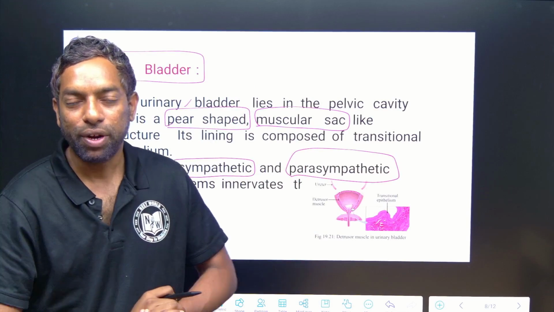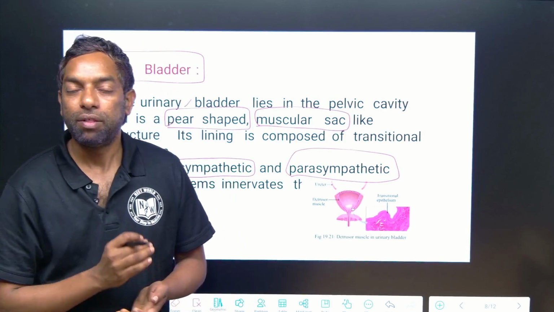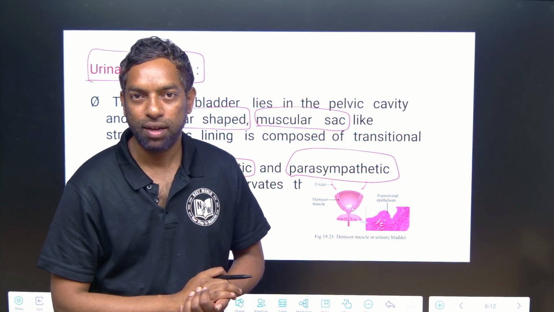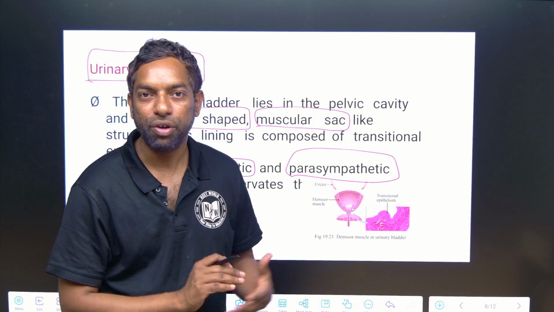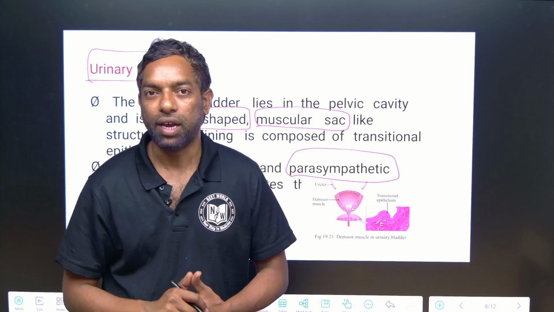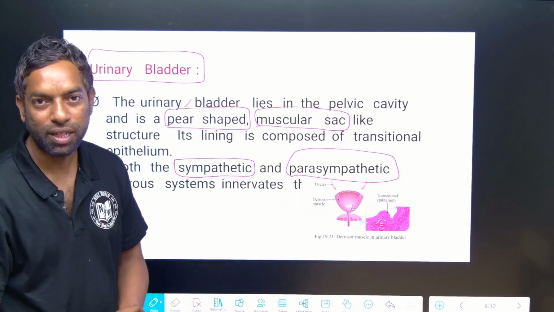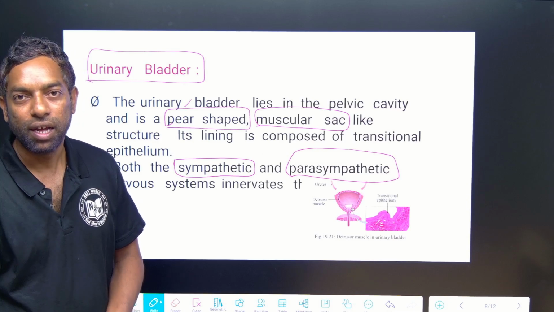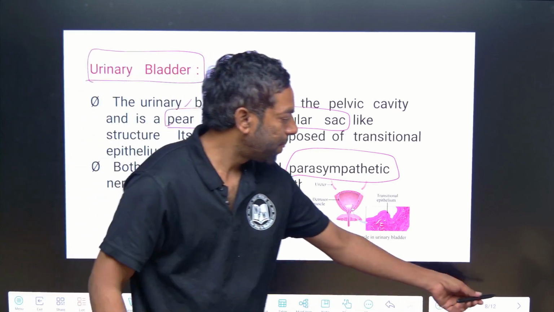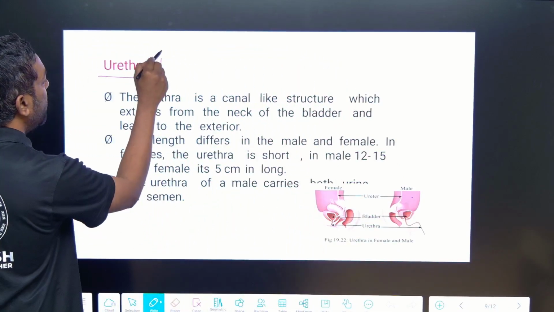When the urinary bladder is filled with urine, the brain is going to give the signal to the urinary system to expel the urine out through these nerves, sympathetic and parasympathetic nerves. They can regulate the urine function. Okay? Yes. And next, urethra.